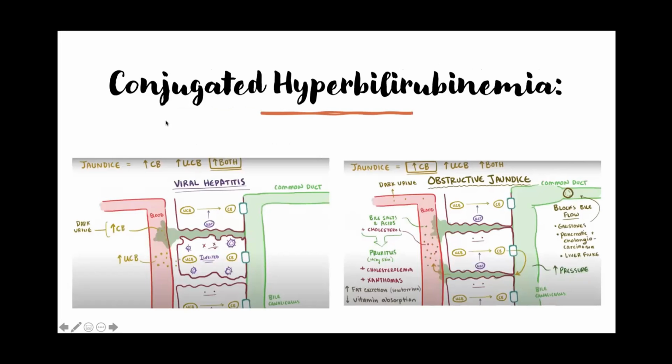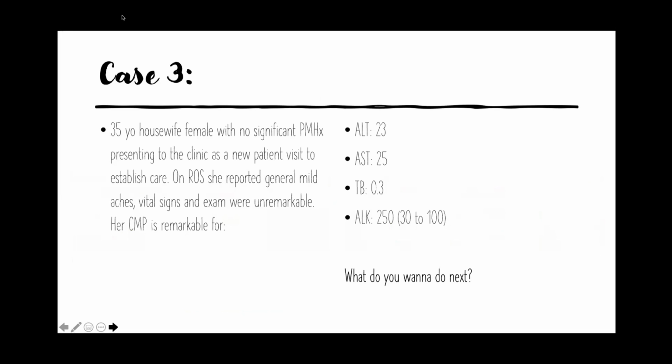And there is the elevation in conjugated hyperbilirubinemia, which might be either from obstruction of the biliary tree or from dysfunction of the hepatocyte. We'll talk more about this later on.